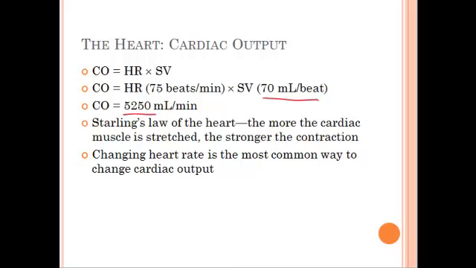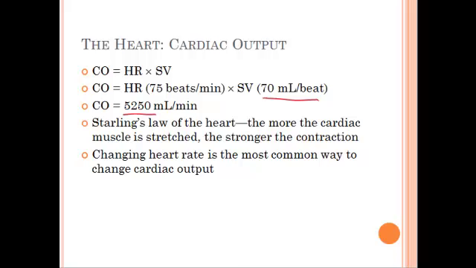Something interesting about the stroke volume is it's determined by something we call Starling's law of the heart. What this says is that the more you stretch the heart, the stronger the contraction is going to be. In other words, the more volume of blood that's coming back to the heart and filling up that ventricle, the more it's stretching that ventricle, the stronger that contraction is going to be as it's sending it around the body.